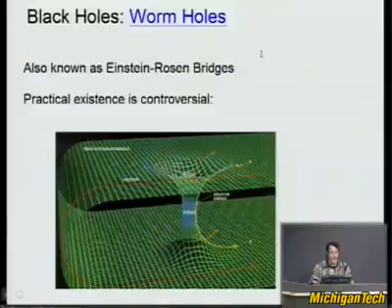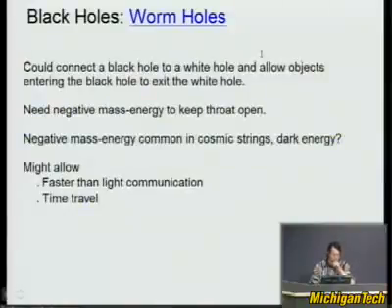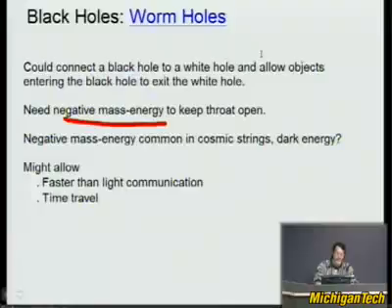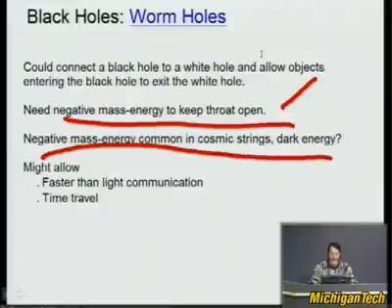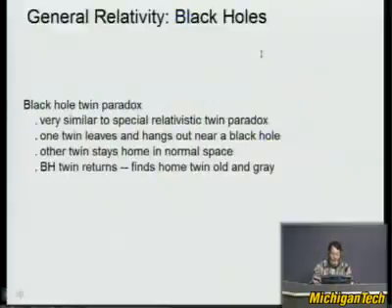Their practical existence is controversial because it's possible, in theory, to go through a black hole and come out a white hole. And the thing together would be known as a wormhole, but you would need negative mass energy to keep the throat open. So what's that? We'll go into that in other lectures, but this stuff might actually be common in dark energy and cosmic strings. If you could do this, though, it might raise some interesting problems. You might allow faster than light communication, and it might allow time travel, which is not strictly forbidden in general relativity, but not thought to occur.